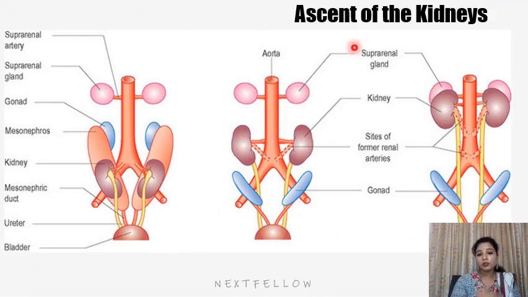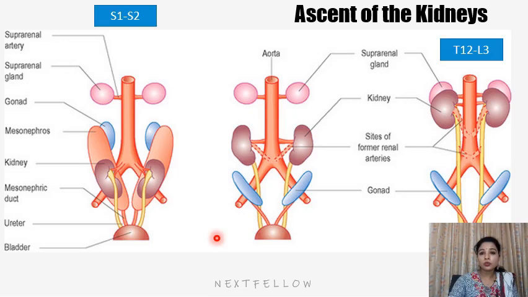Next, about the ascent of the kidney, how the kidneys ascend from the pelvic region to the lumbar region. The fetal metanephros is located at vertebral level S1 to S2 in the pelvic region, whereas the definitive adult kidney is located at vertebral level T12 to L3. So S1 to S2 to T12 to L3 is the adult position. The change in location results from the disproportionate growth of the embryo caudal to the metanephros.